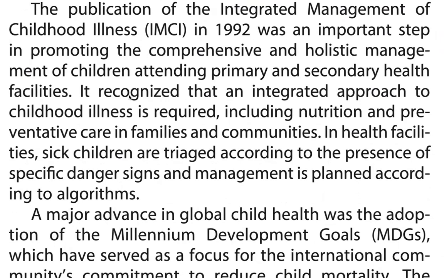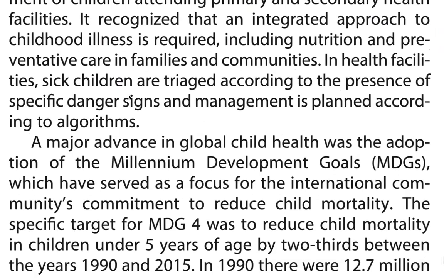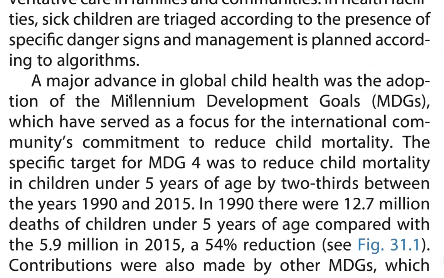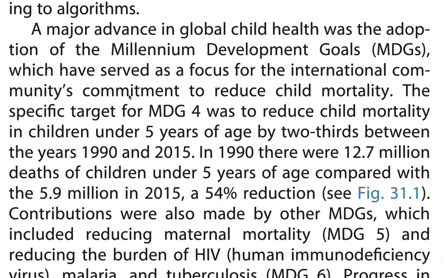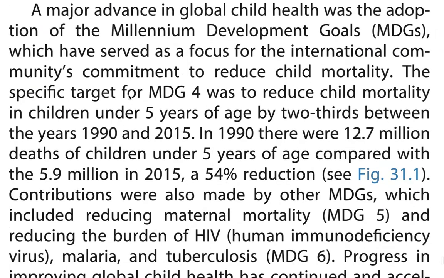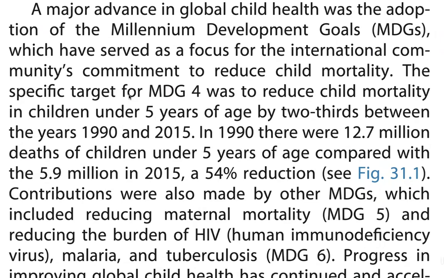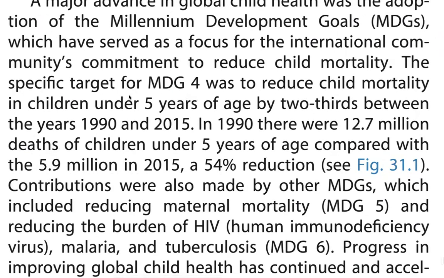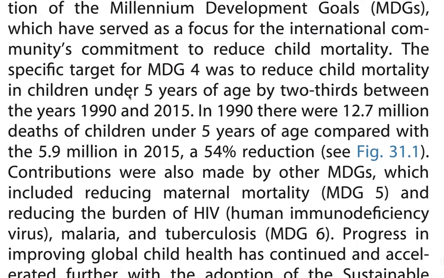to algorithms. A major advance in global child health was the adoption of the Millennium Development Goals, which has served as a focus for the international community. The movement to reduce child mortality, specific target for MDG 4, was to reduce mortality in children under 5 years old by two thirds between the years 1990 and 2015. In 1990, there were 12.7 million deaths of children under 5 years of age compared with 5.9 million in 2015.